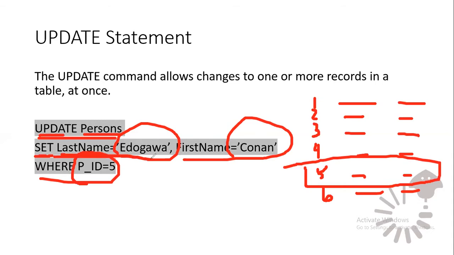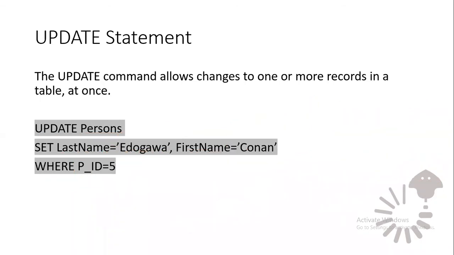Set daw niya sa last name, Edogawa. So, overwrite niya yung data na nandun. Tapos sa first name, Conan, overwrite niya yung data na nandun. Then, action done. Tapos na yun. Pag na-execute niya, yan yung mangyayari. I-overwrite niya yung last name, first name, sa record number or PID number 5. So, ganun tayo nag-edit. Pinapalitan natin yung nakasave na. I-overwrite natin. So, we use update statement.